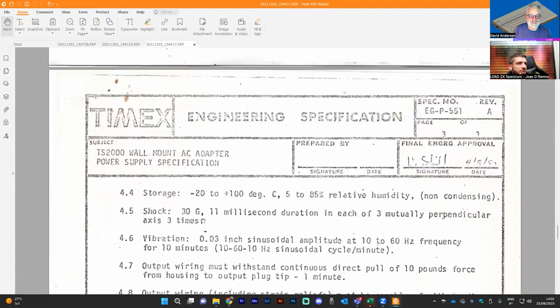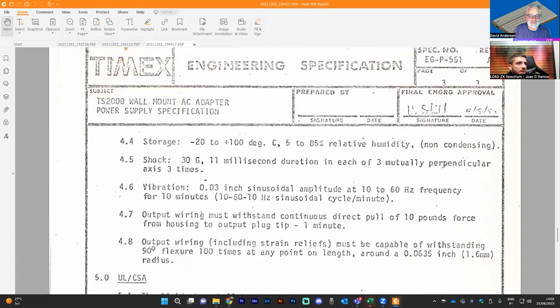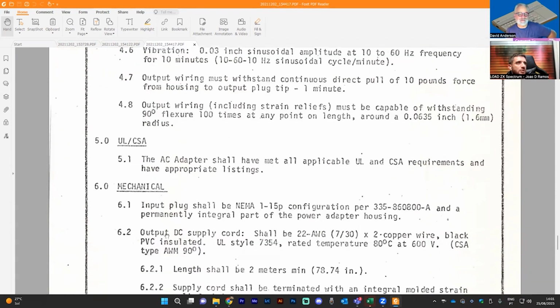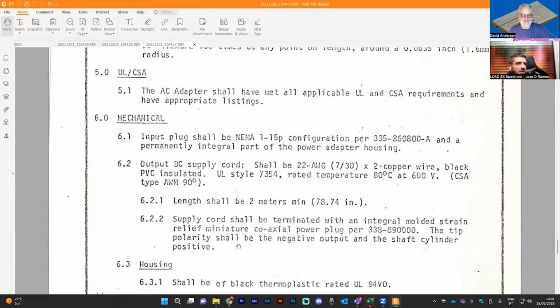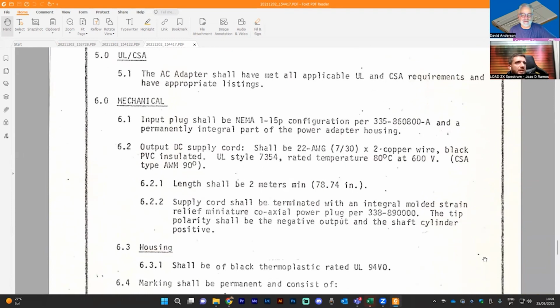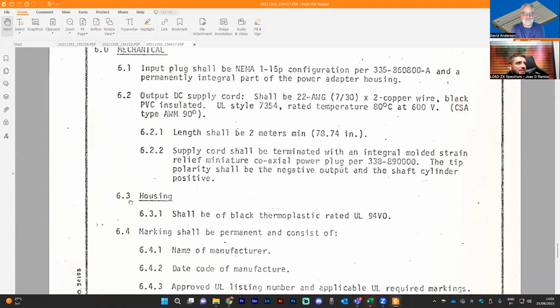Temperature conditions, storage, shock, vibration. Continuous pull of 10 pounds of force for the housing, 100 times. Okay, cool. Output DC supply cord, copper wire, black PVC insulated, rated temperature. Length of supply cord. What about the plug, the output plug? I was trying to check if it is the normal barrel one. DC polarity shall be negative output and the shaft cylinder positive, so it's like the Spectrum. Black thermoplastic rated UL 94V0.